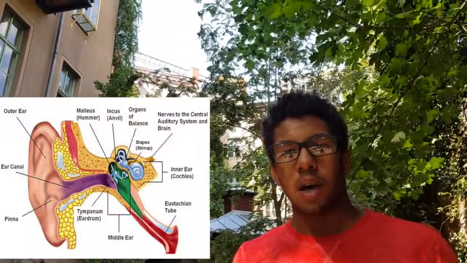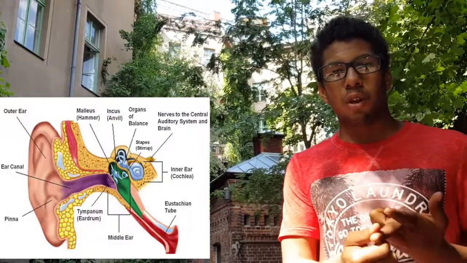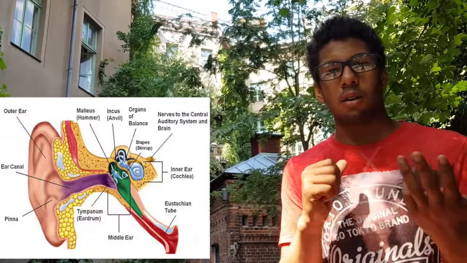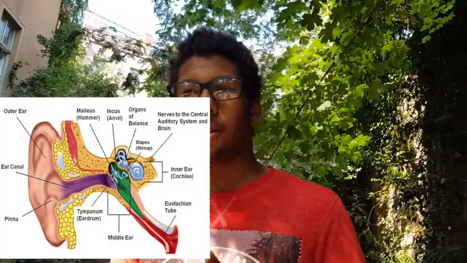Now we're going to go into the function of the ear. First I'm going to name all the parts. So we have the pinna, the outer auditory canal, then the eardrum, then the ossicles, the oval window, the cochlea, and last the auditory nerve. So the ear works in this way.